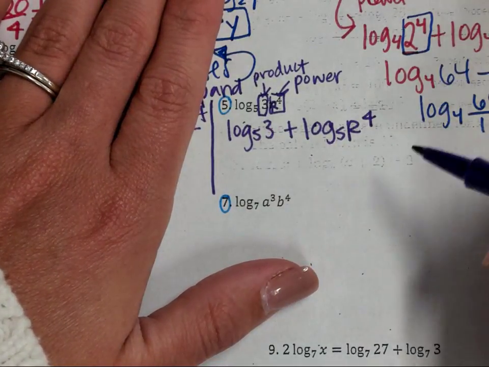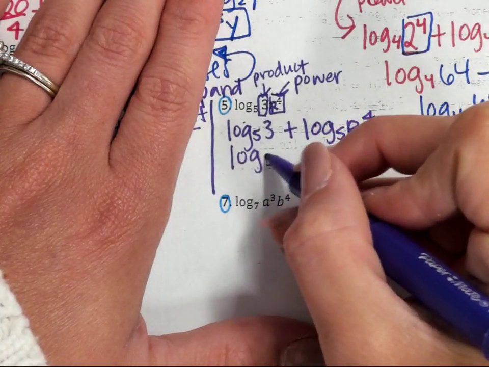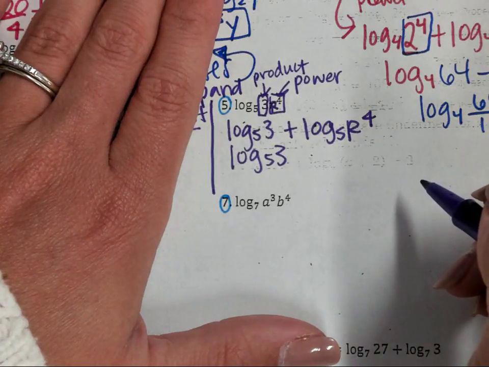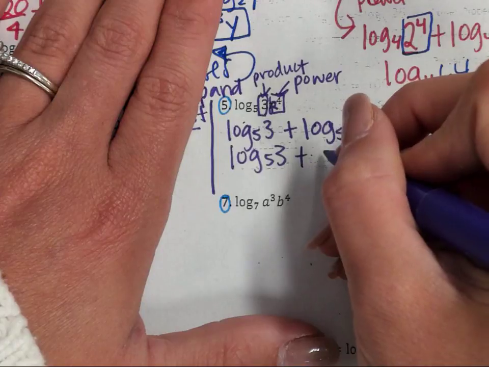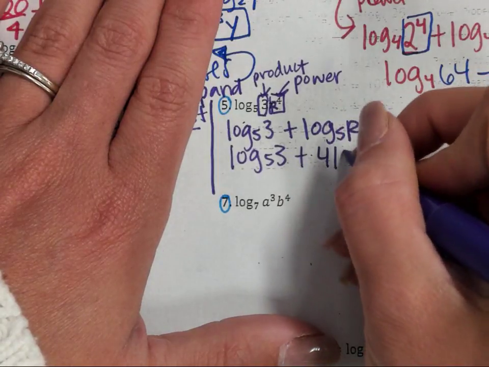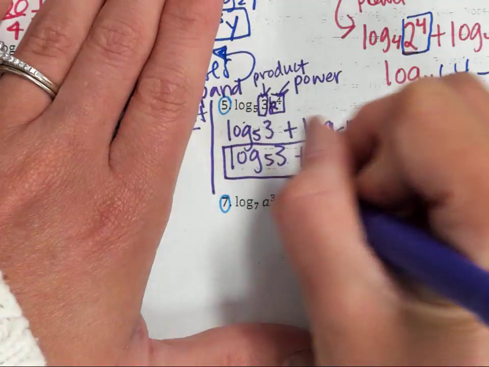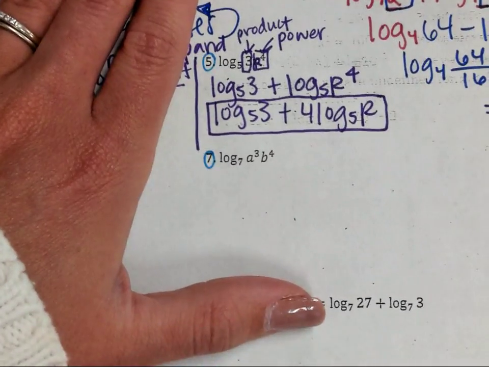And now, Julian, what do I do from here? Very good. Out front of this one or both of them? Just the one with the exponent, correct? So it'd be plus what? Very good. So again, the 4 is just with the R because there's no parentheses on this one.